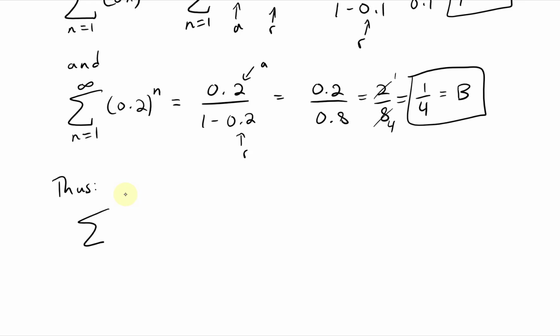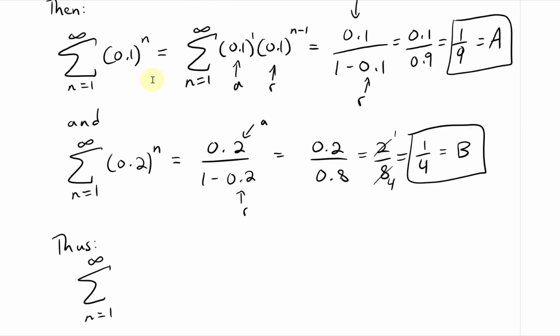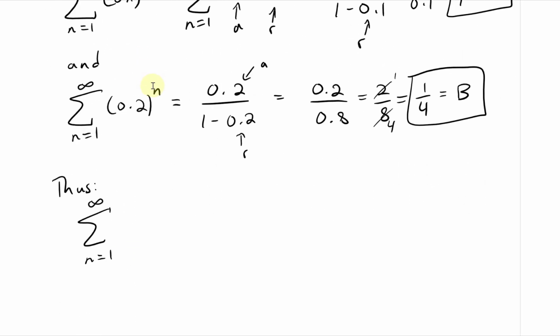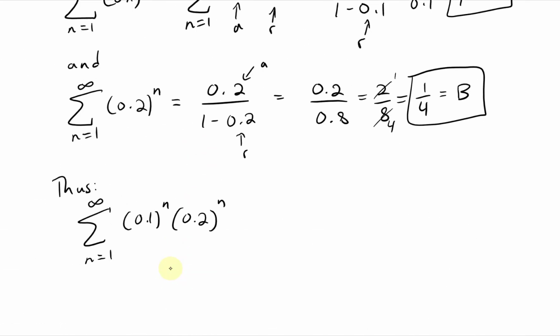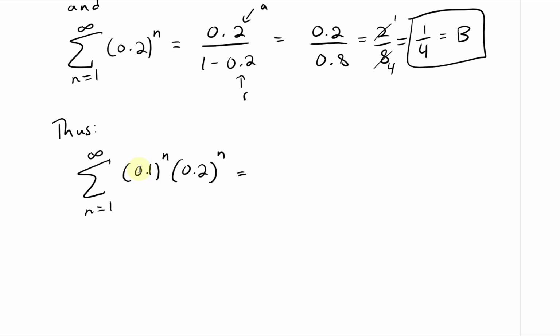Thus, summation from n equals 1 to infinity. Now, if you multiply these two terms together, you're going to get 0.1 to the power of n times 0.2 to the power of n, so a_n times b_n, just to get it like this. Well, we could simplify this right here. Let's do some algebra.